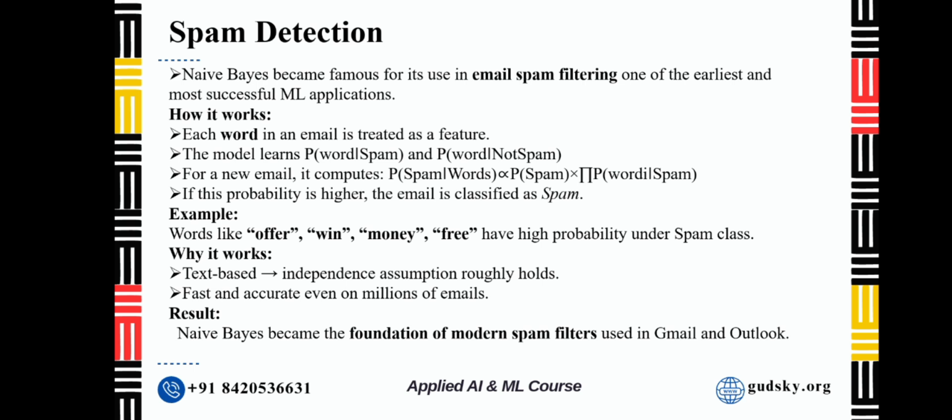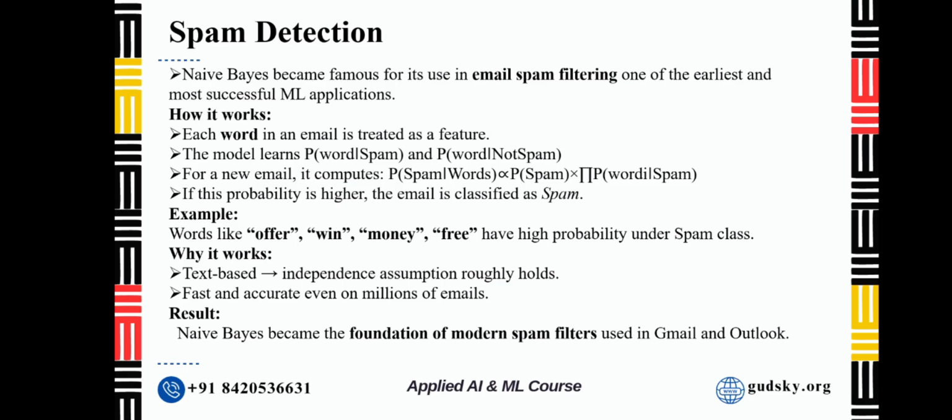When a new email arrives, the model calculates the given formula. If this value is higher than the corresponding value for not spam, the email is marked as spam. For example, words like win, money, offer, and free have high probabilities under the spam class. So if an email has multiple such words, the overall spam probability skyrockets.